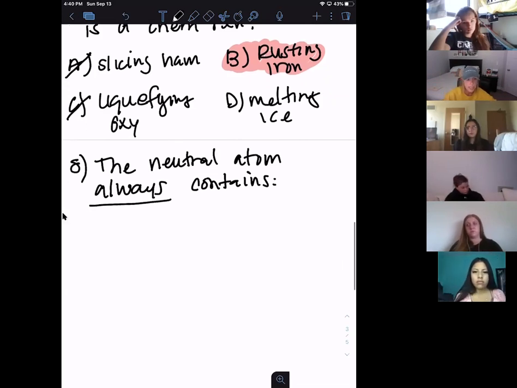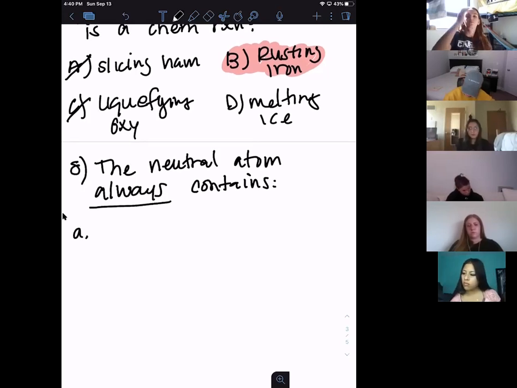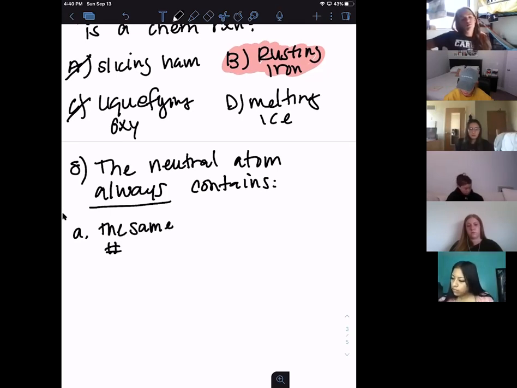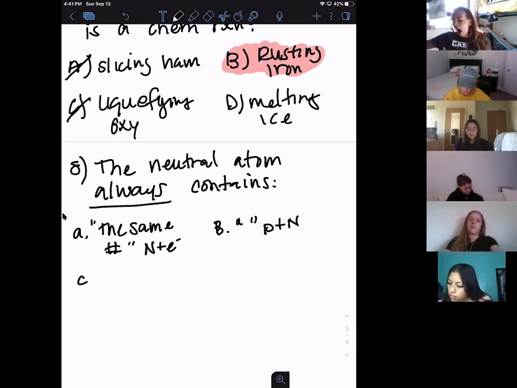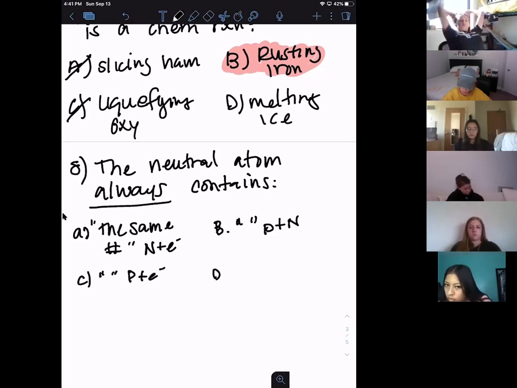All right, back to my test. The neutral atom will always contain what? Out of here, they're all going to be the same number. So I'm just going to put the same number but just note that that is going to be the same for everything. A, the same number of N and E, which is neutrons and electrons. B, the same number of protons and neutrons. C, the same number of protons and electrons. Or D, the same number of protons, neutrons, and electrons.